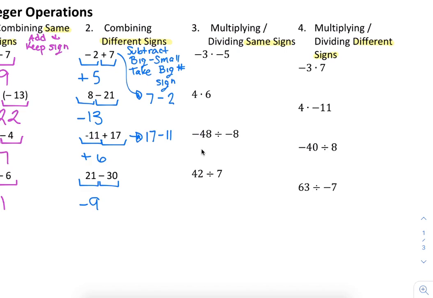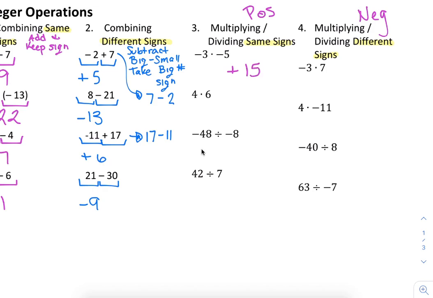Multiplying or dividing, here's the rule. If the signs are the same, the answer is positive. If the signs are different, the answer is negative. If we're looking at that first one, -3 and -5 are both negative, so my answer is positive. 3 times 5 makes 15.